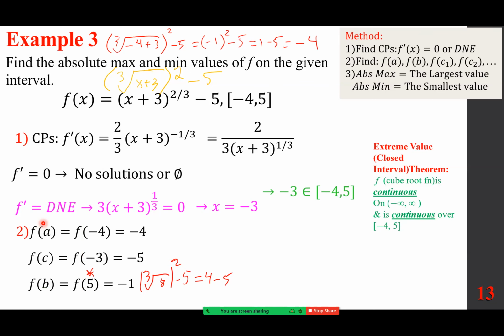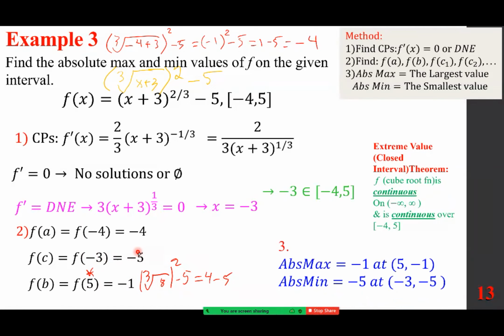The largest number is -1. So the absolute max is -1 at this pair. The smallest is -5. So the absolute min is -5 at this pair. And we do the writing as follows.